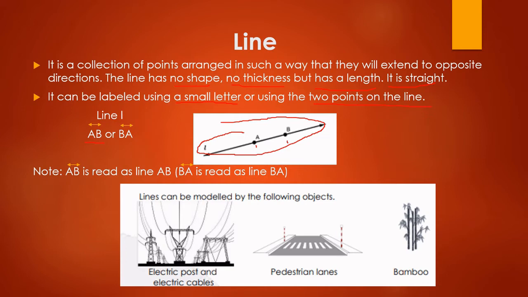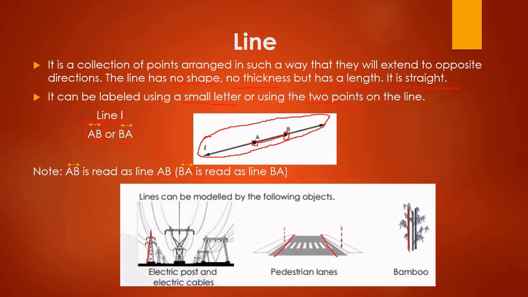Okay? So a line can be modeled also by the following objects. Let's say, for example, electric posts or electric cables. So, yung poste na yan represents a line. Yung cable na yan represents a line. Next is the pedestrian lanes. So, yung mga guhit dyan sa magkabila at sa gitna are represented by lines. We have also the bamboo tree. So, yung katawan ng bamboo is represented also by a line.